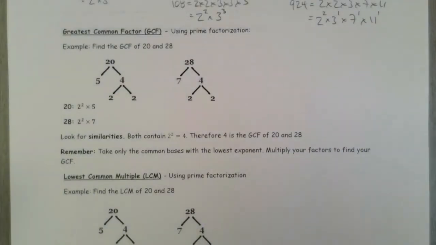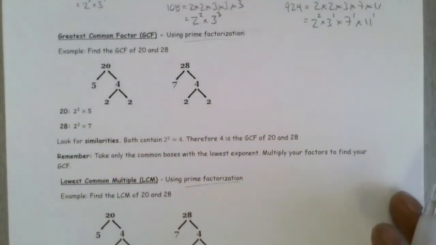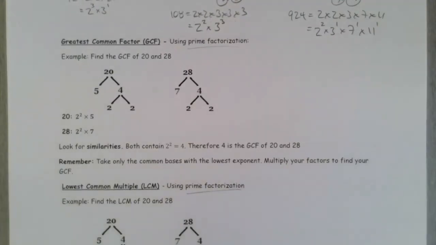Okay, now we want to take a look at 2 ideas that are very closely related, but they are different: the greatest common factor, and then the lowest common multiple. So one at a time here. And now that we've looked at prime factorization, we're going to use prime factorization for both of them. So now that you've got this prime factorization tool, we're going to use it.